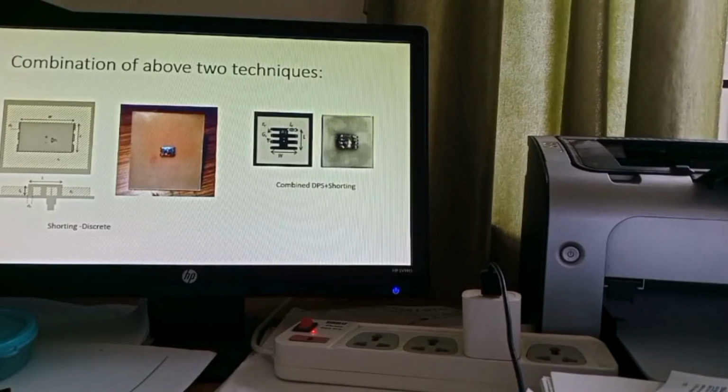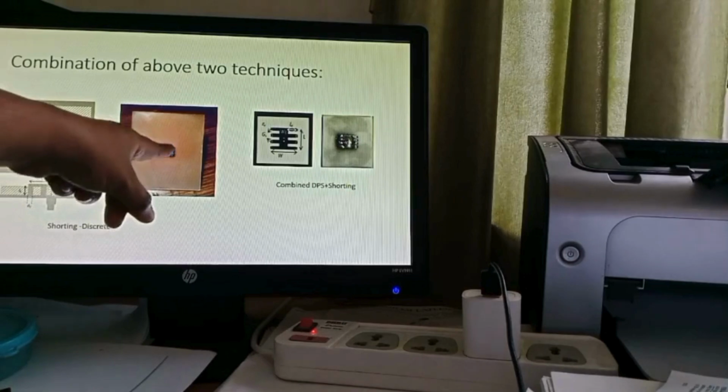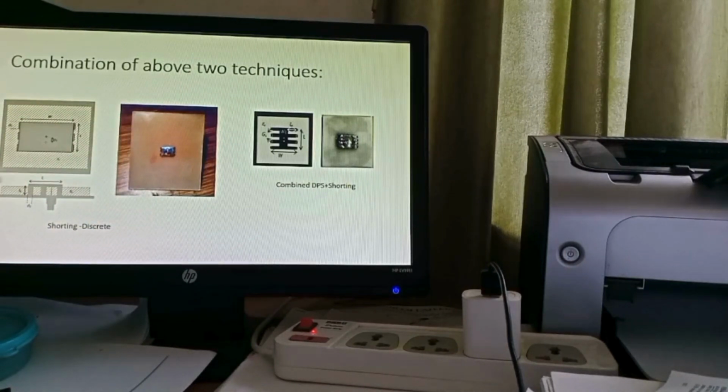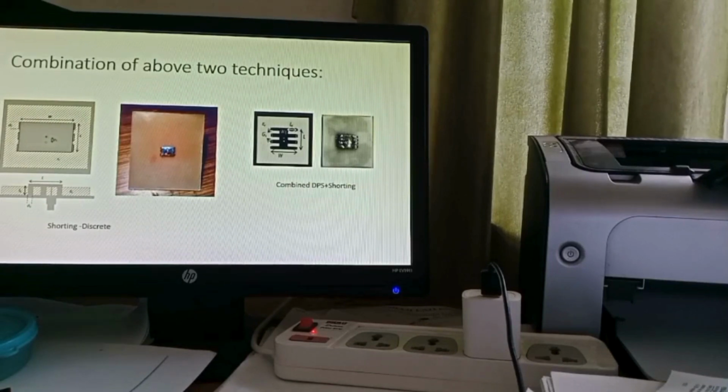And here, you see in the left hand side there is a discrete short, three shorts are there. This is also the fabricated version. There we have also got a similar thing, effective cross polarization minimization has been obtained, and in every case we have found that whenever we use a discrete short, there is some advantage in terms of gain, as well as some pros and cons.